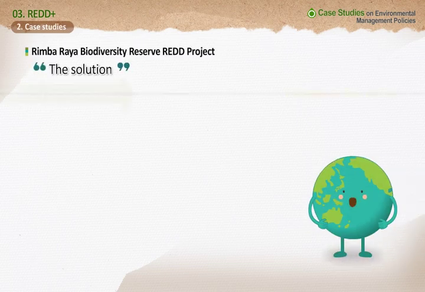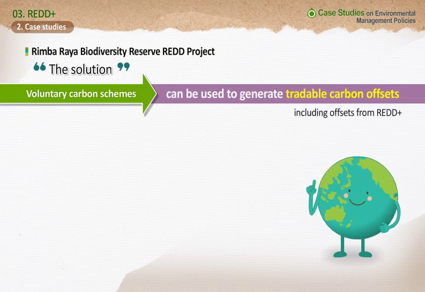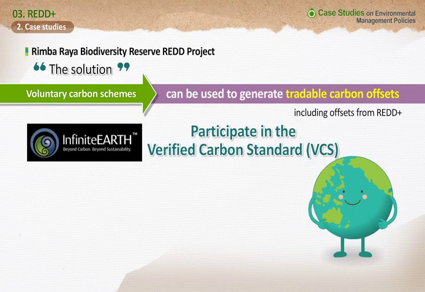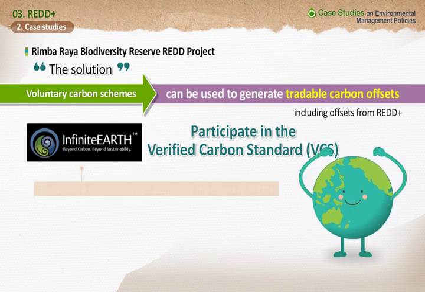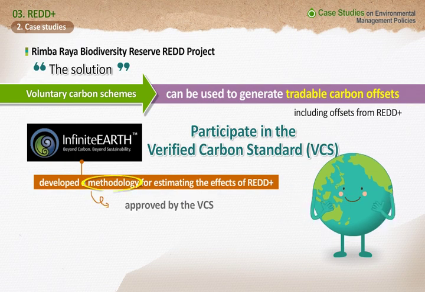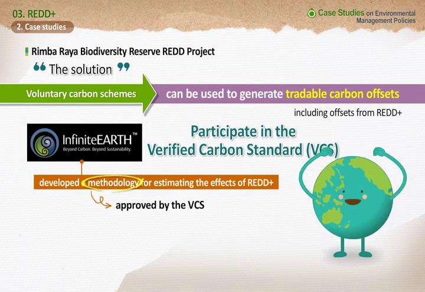Various voluntary carbon schemes exist that can be used to generate tradable carbon offsets, including offsets from REDD+. Infinite Earth decided to participate in one of these, the Verified Carbon Standard. It developed a methodology for estimating the effects of REDD+ in the project area. This methodology was approved by the VCS.